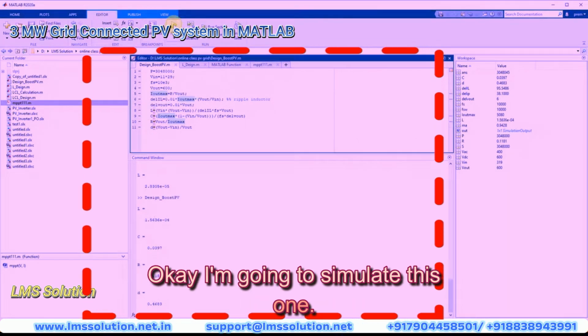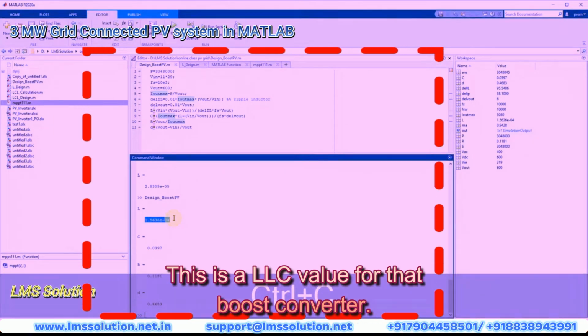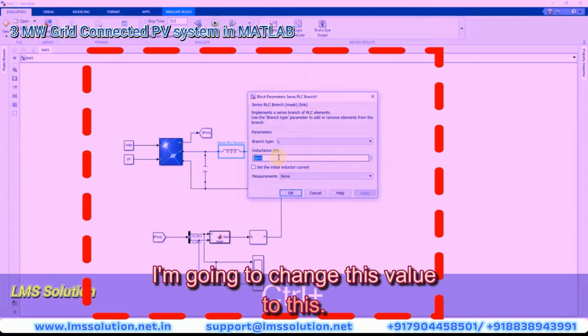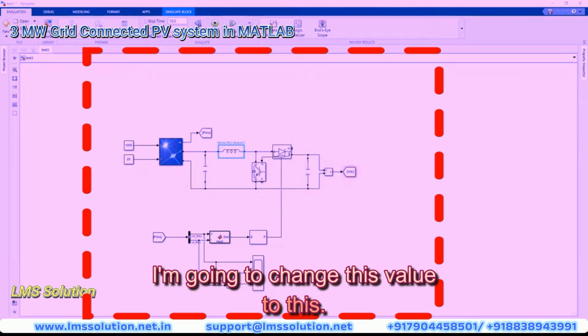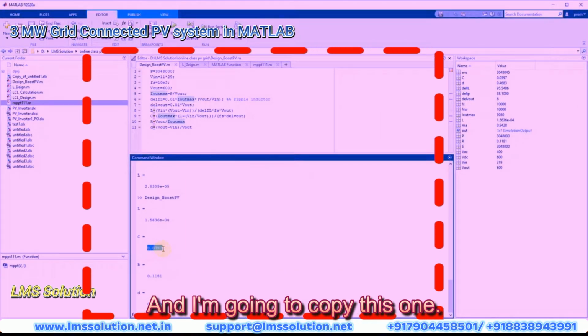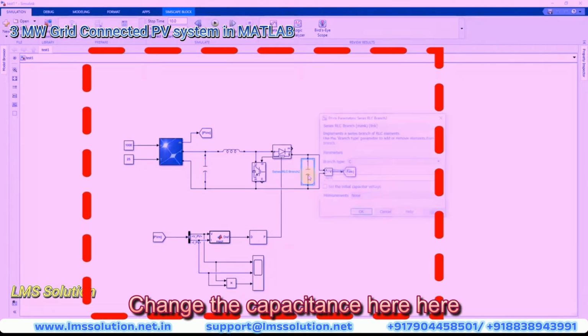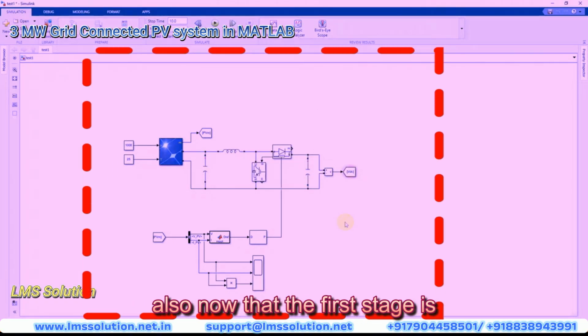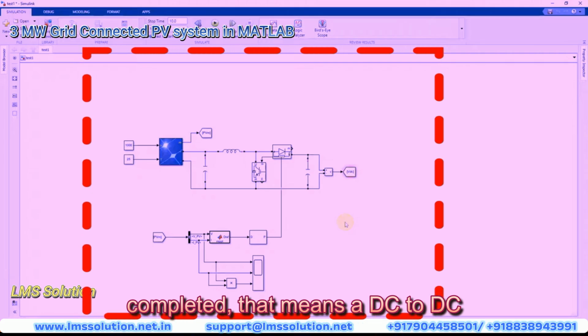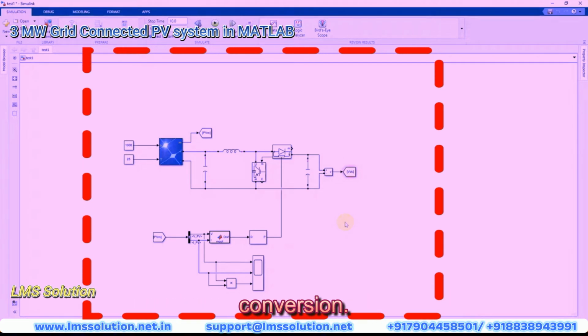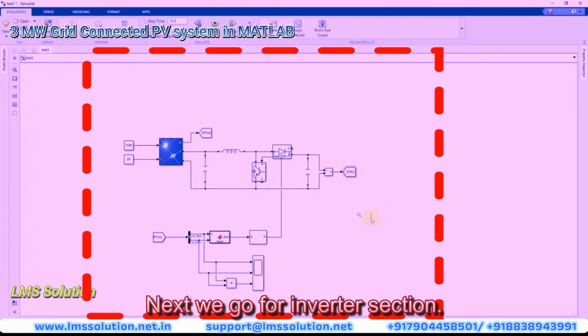Okay, so I'm going to simulate this one. This is the LNC value for that boost converter. I'm going to change this value to this, and I'm going to copy this one, change the capacitance here also. Now that the first stage is completed, that means the DC to DC conversion in the double stage conversion. Next we go for the inverter section.